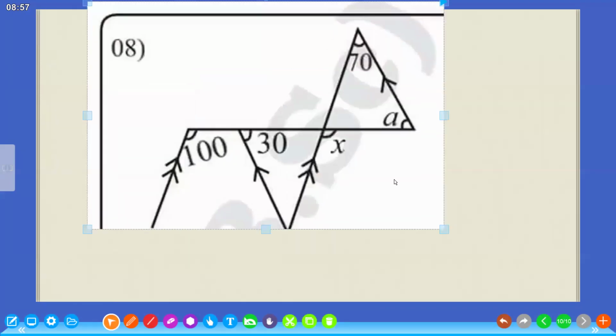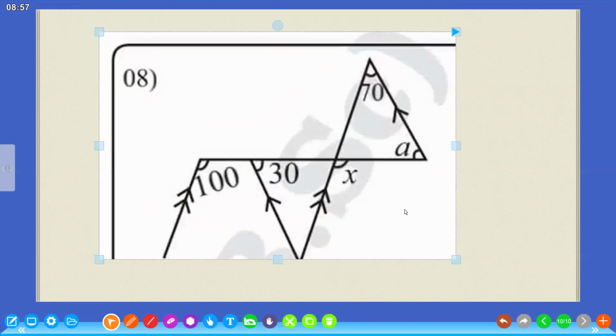Students, if you finish, send your answer in the chat box. Students, we finished the theorems and the basic things in the grade 10 syllabus. Now we can discuss the question. If you know the answer, send your answer in the chat. I need both answers, A and X.